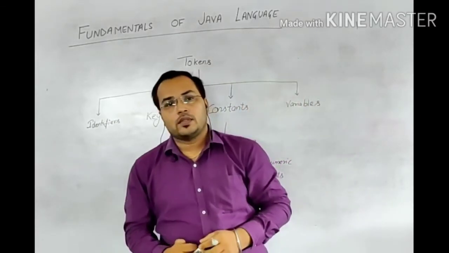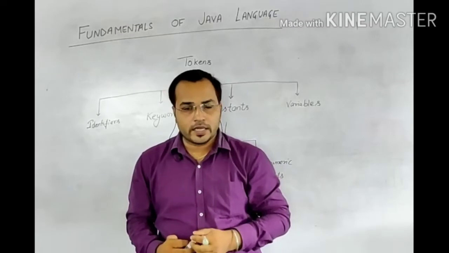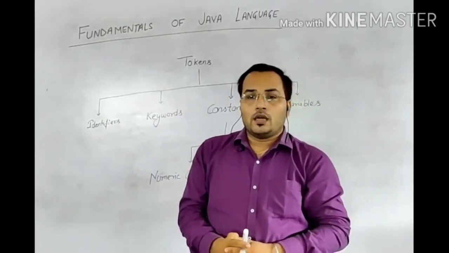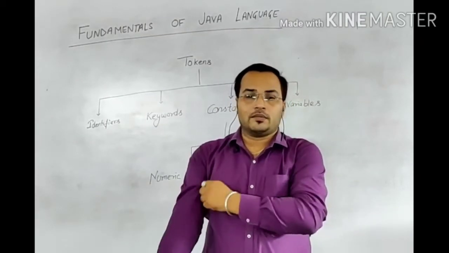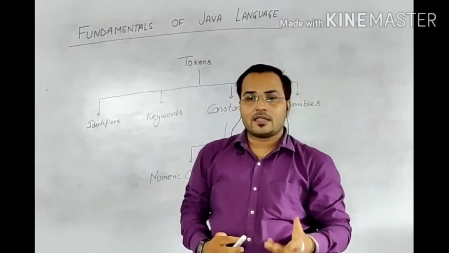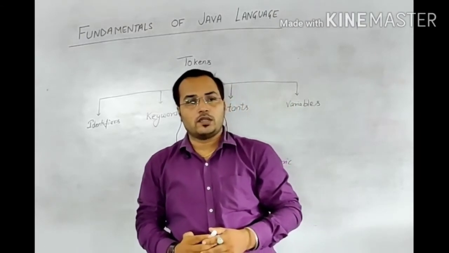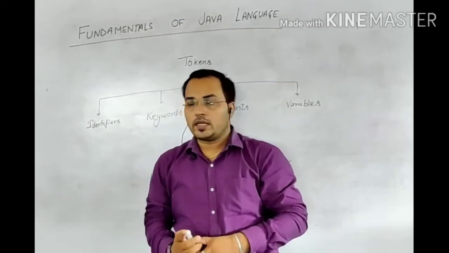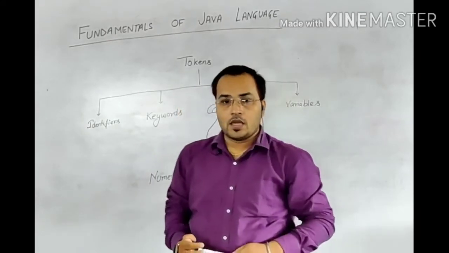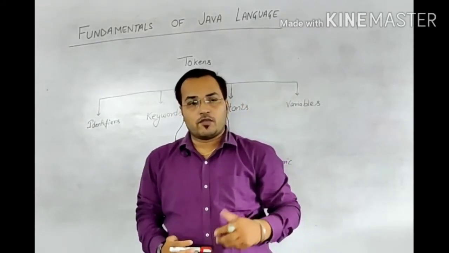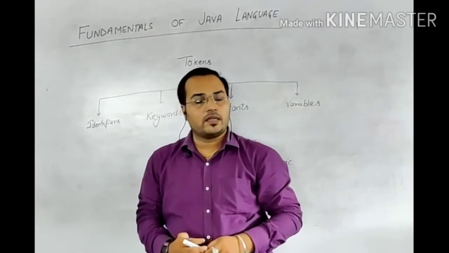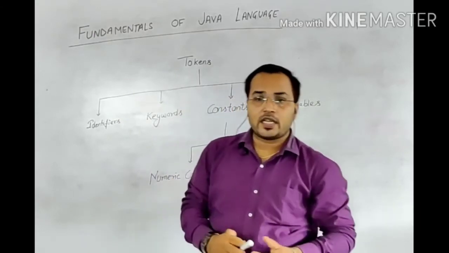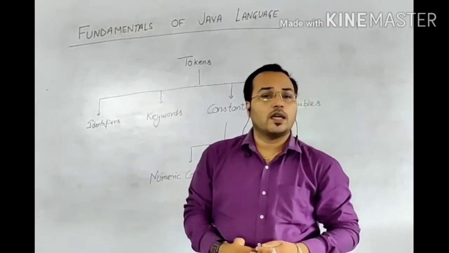What is a token? A token is the smallest individual unit of any program. In biology you heard the term cell. As the cell is the smallest individual unit, in the same manner a program also has a smallest individual unit, and that is tokens. Tokens are one of the most important fundamentals of the Java language. With this we start designing our program.